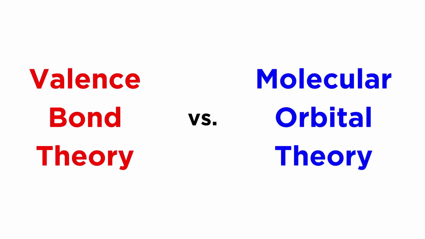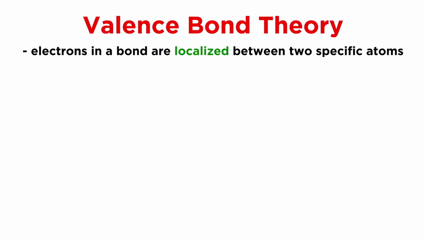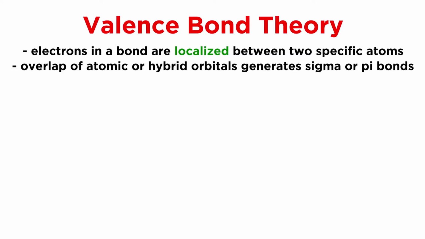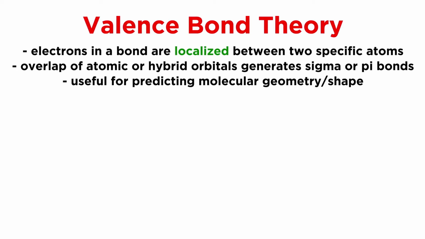First, let's compare valence bond theory and molecular orbital theory. Valence bond theory considers covalent bonds as being localized between a pair of atoms, resulting from the overlap of atomic orbitals or hybrid atomic orbitals. This overlap results in sigma or pi bonds, and we can use this theory to predict molecular shape.